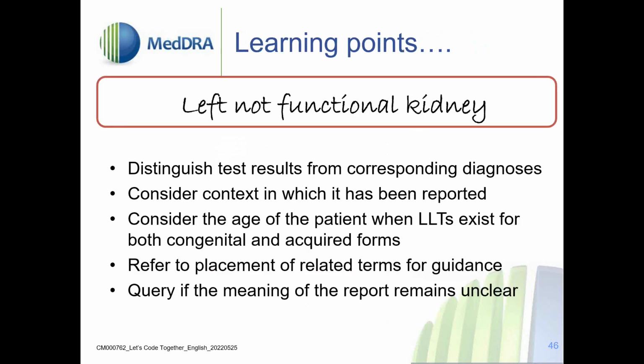So this is a points to consider guide to bear in mind. We would distinguish the test results from the corresponding diagnosis, and consider the context in which it's been reported, and in particular the age of the patient. With the context, we may know other underlying conditions or prior operations that have been performed. Consider the age of the patient so that you can make a judgment, is it congenital or acquired, and select the appropriate LLT. Refer also to the placement of related terms for guidance and query if the meaning remains unclear.